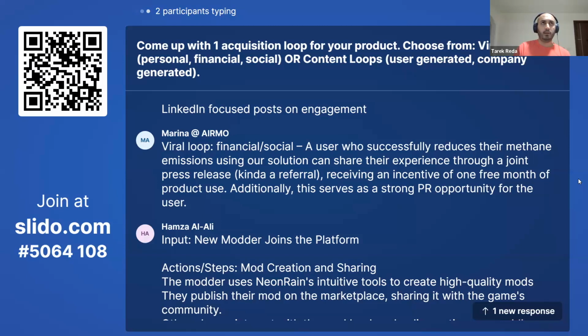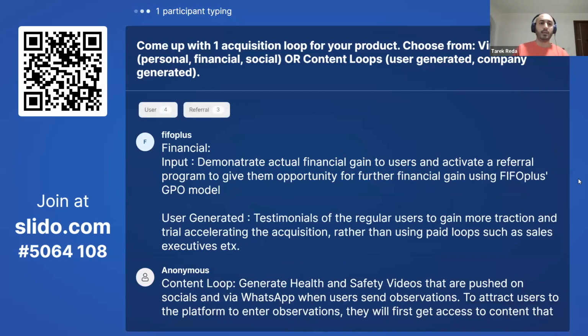The steps, or let's say the actions, is that after they get to the point where they've reduced their methane emissions, they are prompted to share that, whether by sharing it on socials or by being featured in a kind of press release, correct? Yeah, exactly. Got it. And then that would bring referrals potentially through either social, their connections, or that press release also potentially being indexed on Google. So that can be a social slash content company generated content loop. So kind of like two in one in a way.